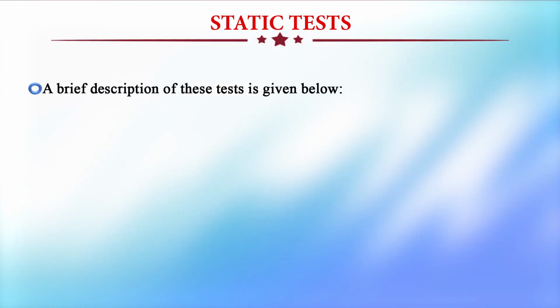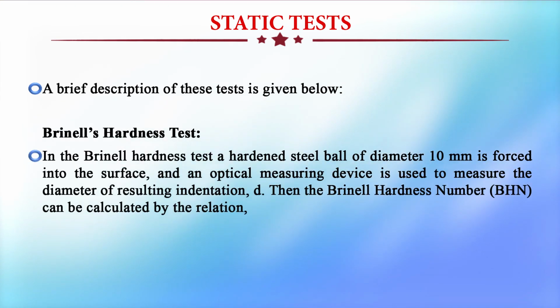A brief discussion of these tests is given below. Brinell hardness test: in the Brinell hardness test, a hardened steel ball of diameter 10 mm is forced into the surface and an optical measuring device is used to measure the diameter of the resulting indentation, small d. The Brinell hardness number can be calculated by an equation.